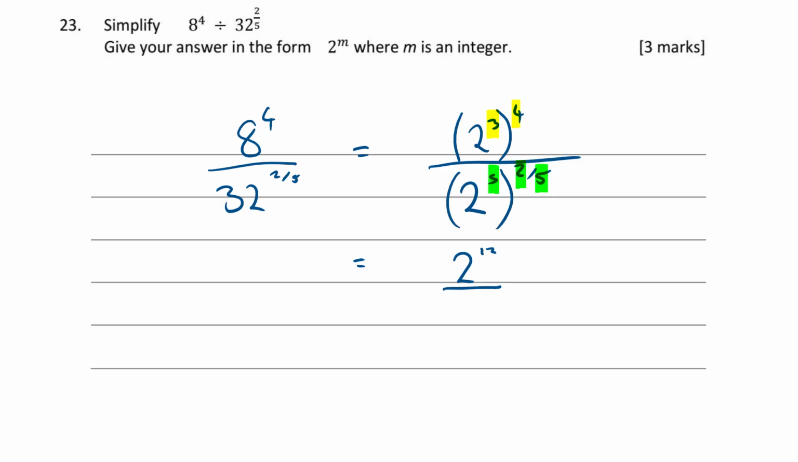5 times 2/5, that's very easy. That's just 2, isn't it? The 5s cancel each other. So that's 2 squared. And then I've got two numbers with the same base, so I can subtract the indices. So 12 subtract 2 is going to be 2 to the power of 10. So to give you the answer in the form 2 to the power n, where n is an integer, we have 2 to the power 10.